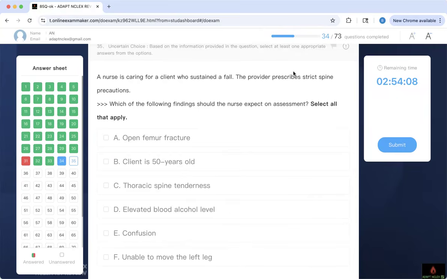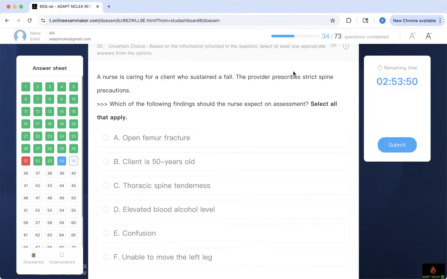Now, this is musculoskeletal. You got to be careful. You want to master this concept, because if you get them, trust me, they're straightforward. If you need more, check out that NCLEX on musculoskeletal. I have about enough questions to get you thinking. Which of the following findings should the nurse expect on assessment?